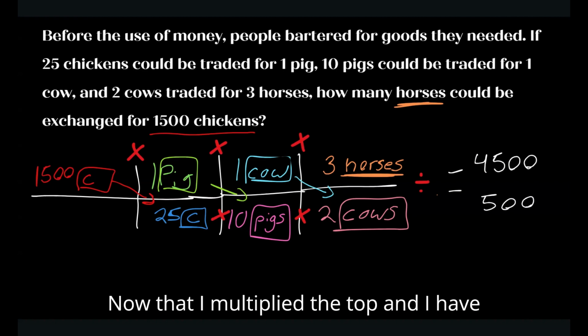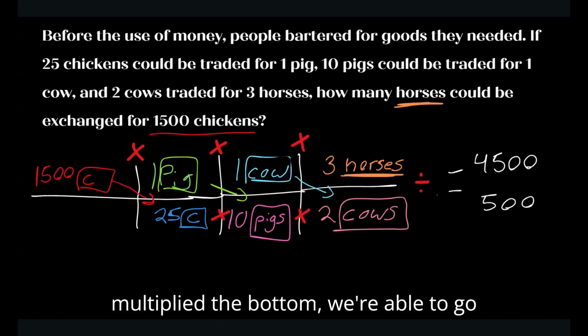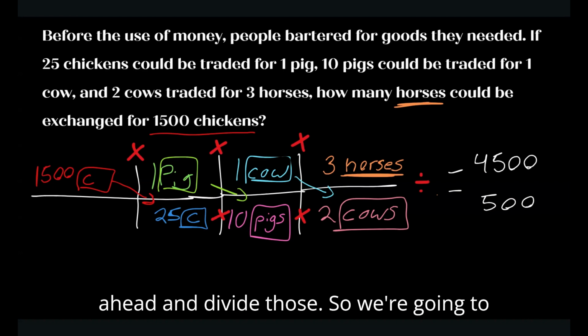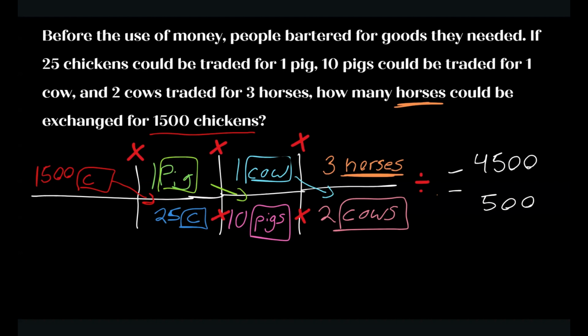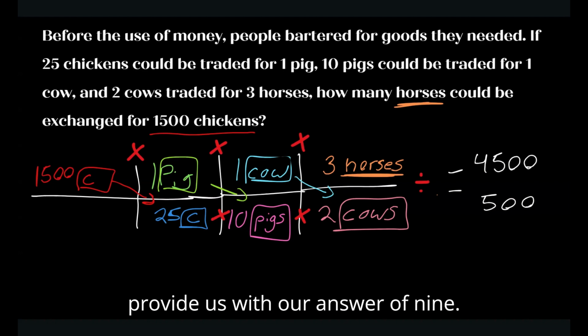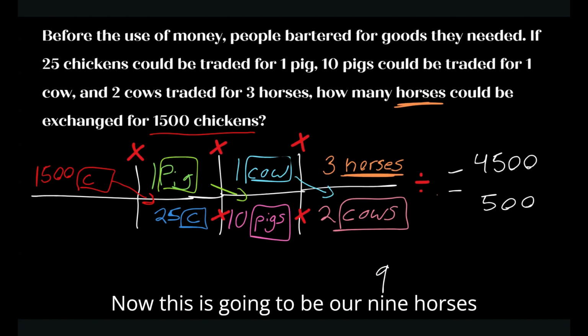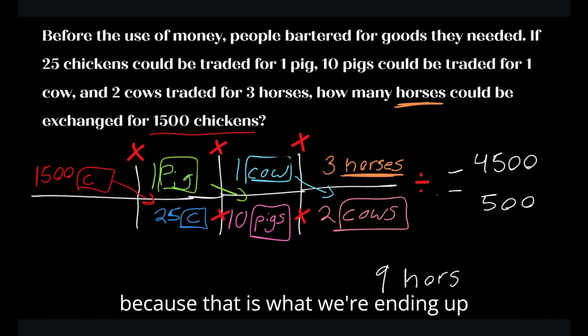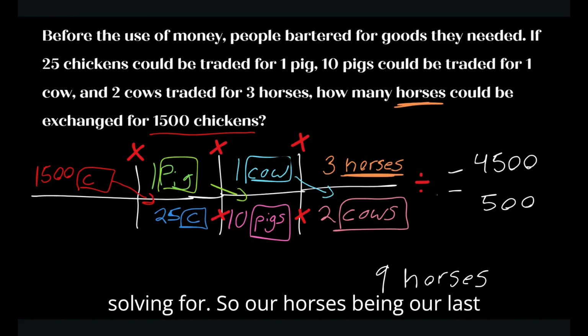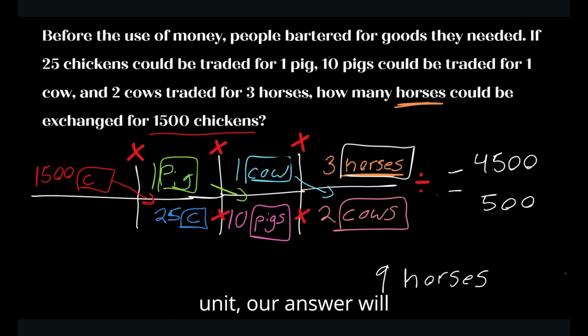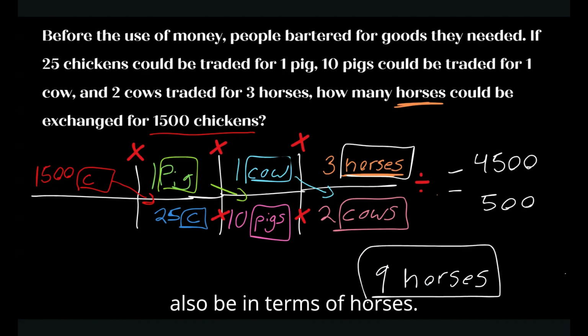Now that I have multiplied the top and I have multiplied the bottom, we're able to go ahead and divide those. So we're going to get 4,500 divided by 500, and that is going to provide us with our answer of 9. Now this is going to be our 9 horses because that is what we're ending up solving for. So our horses being our last unit, our answer will also be in terms of horses.